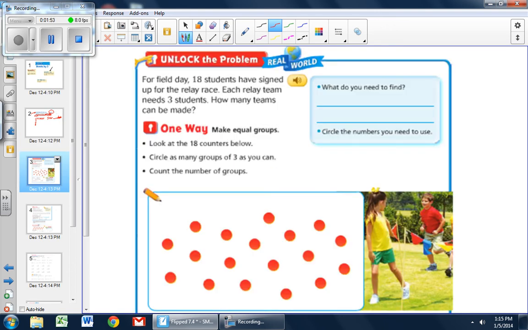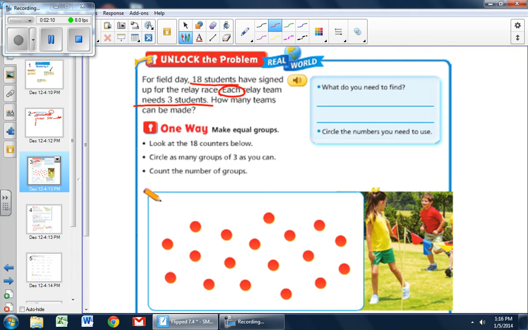Unlocking the problem with the real world. For field day, 18 students were signed up for the relay race. Each relay team needs 3 students. There's a key word, each. How many teams can be made?